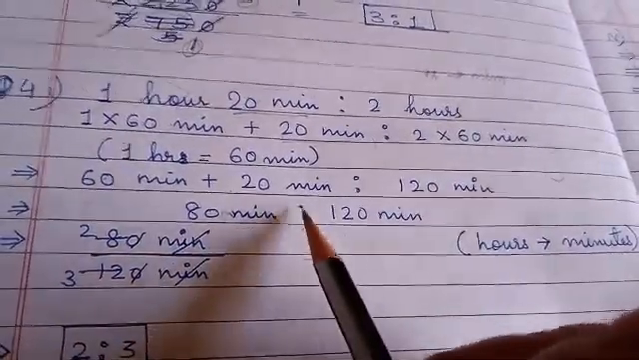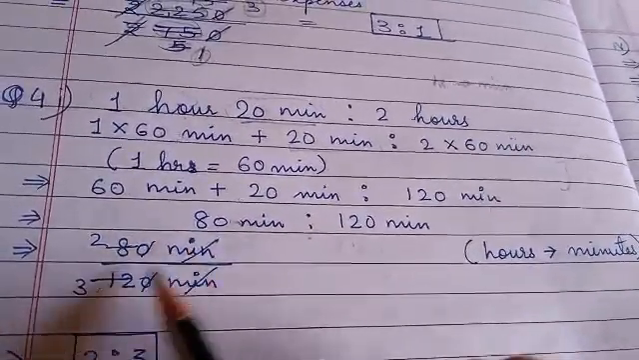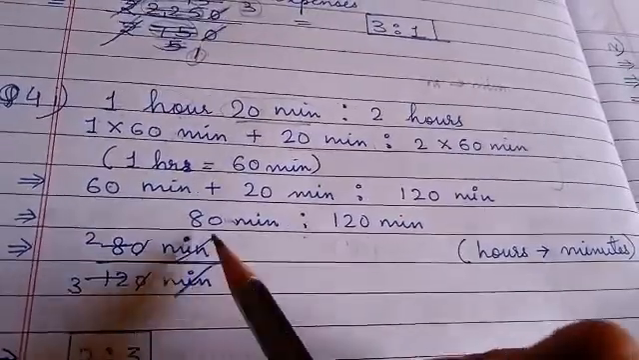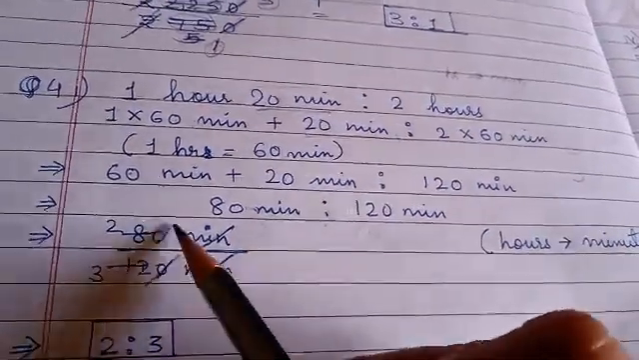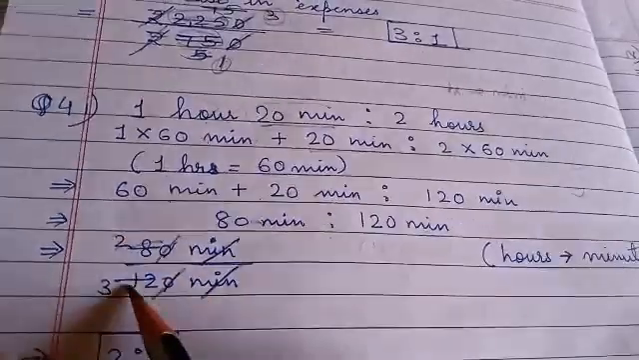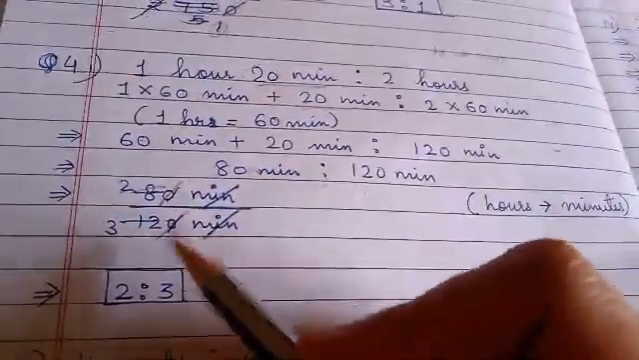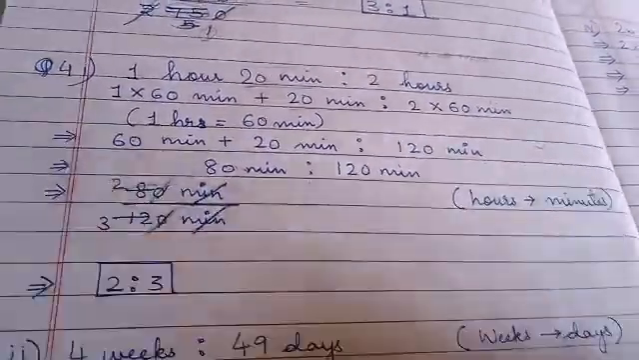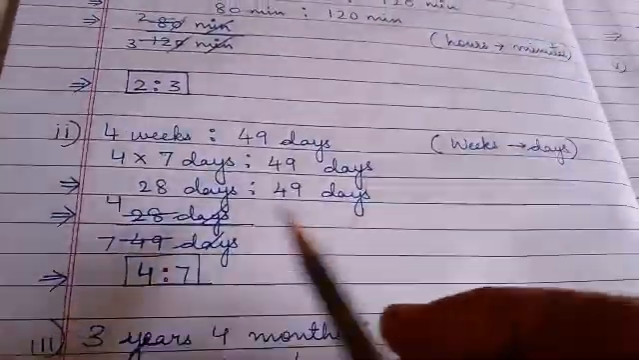So 80 minutes upon 120 minutes. Minutes get cancelled. 0 with 0 gets cancelled. 4 2s are 8, 4 3s are 12. So the ratio is 2 is to 3. Let us see the second one.